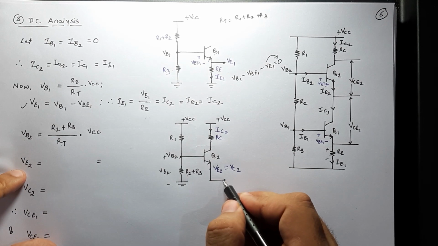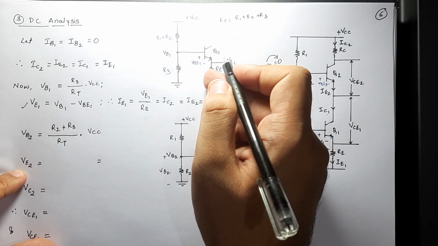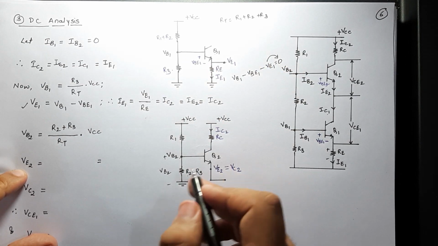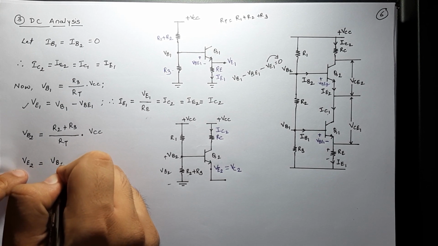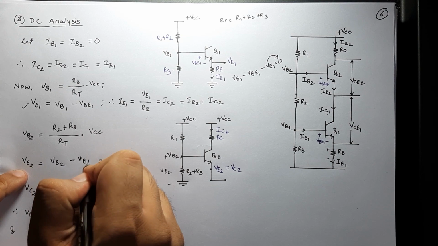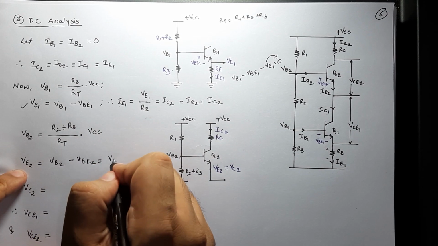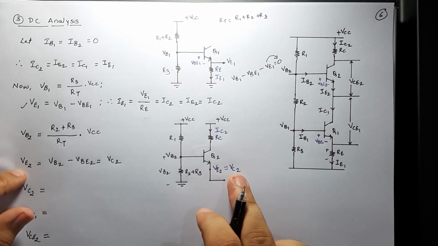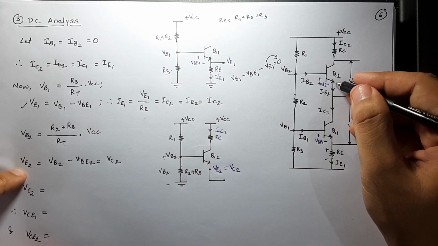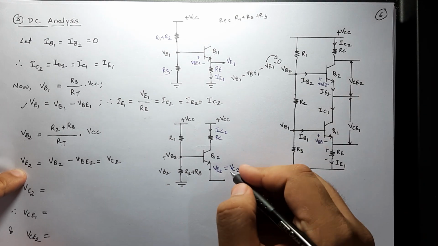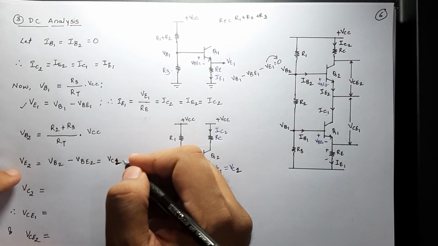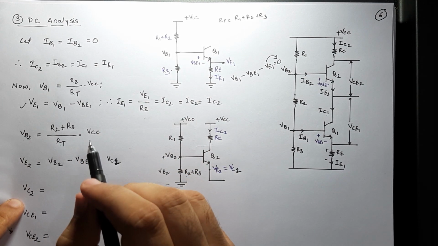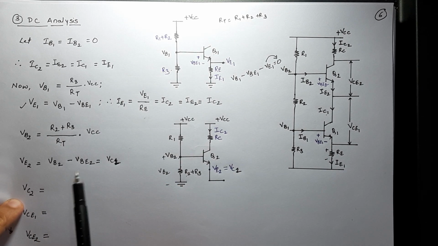Now VE2 over here, if I write it in the format which I have written previously, VE2 will be VB2 minus VBE2, which is also equal to VC1. As you can see over here, the emitter of the second transistor is connected to the collector of the first, hence VE2 is equal to VC1. Sorry, my bad, apologies, this one will be VC1. Therefore, VC1 is equal to VB2 minus VBE2.